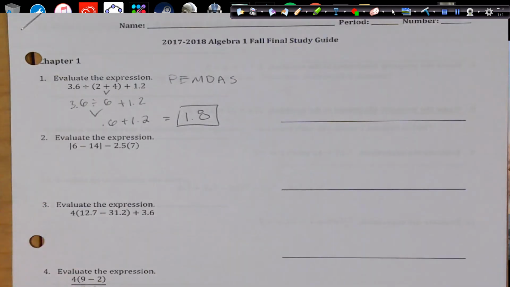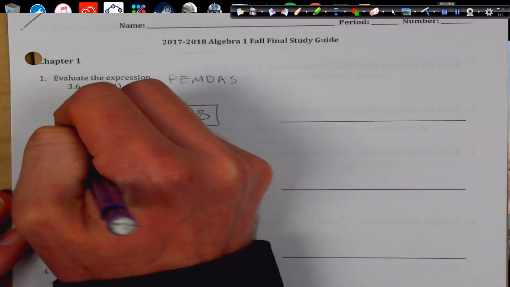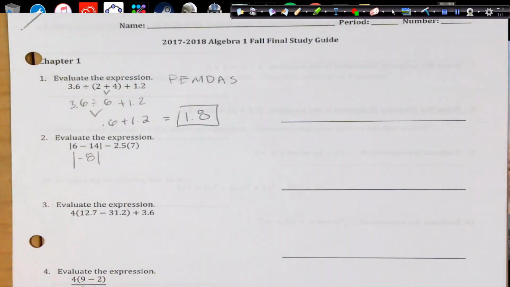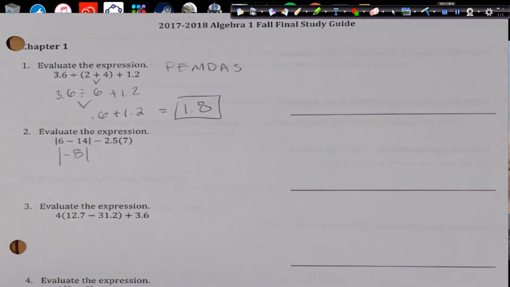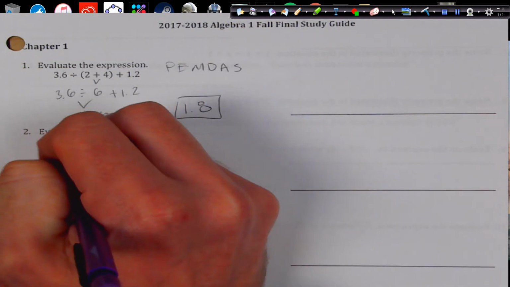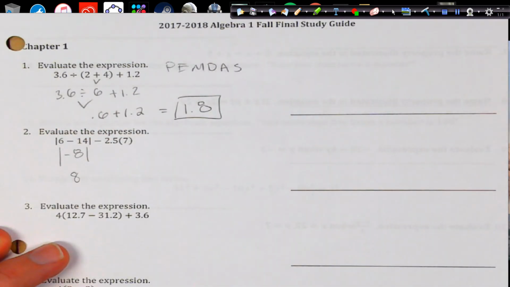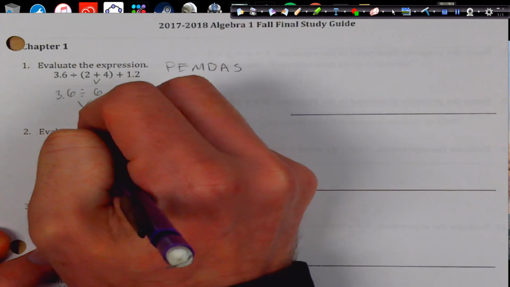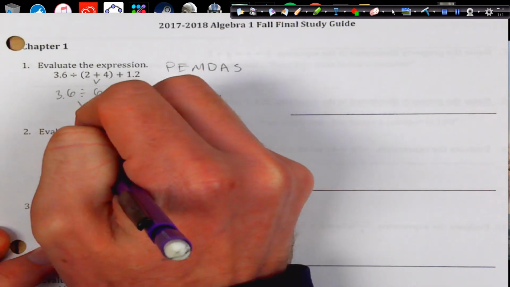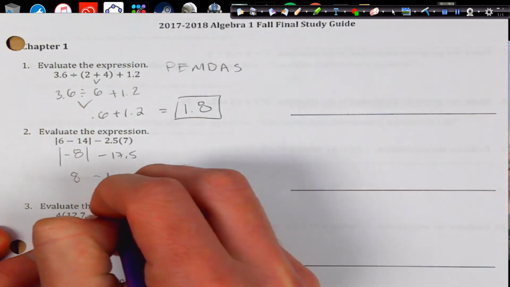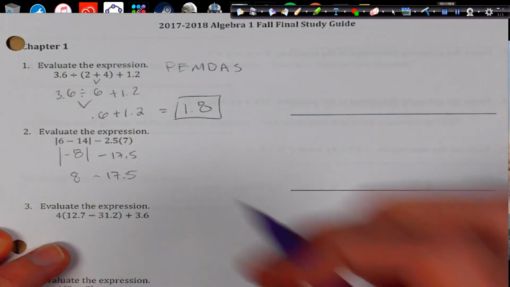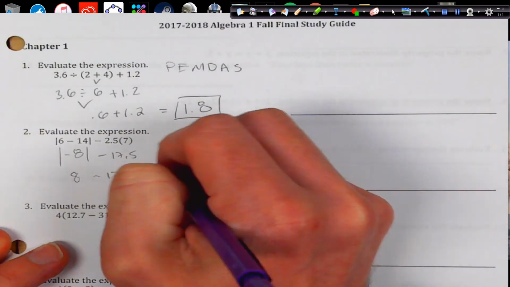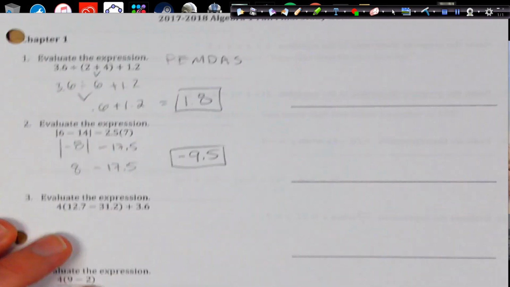All right, next. 6 minus 14 is going to give me negative 8. These bars around it are absolute value bars, which means I'm going to zoom in one. That means they're going to turn this into a positive 8. 2.5 times 7 is 17.5. And one's positive, one's negative, so it's going to stay negative, and then subtract. And again, we can do a lot of this in our calculator, but notice I'm showing each step, and the reason why is because you need to do it on the final.